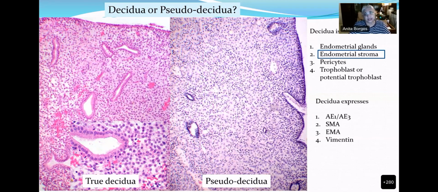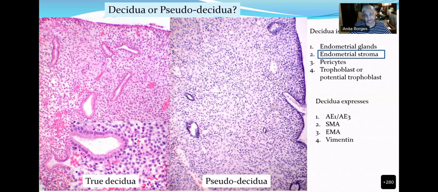Okay, so let's answer this question then. What does decidua express? A1, A3, which is a cytokeratin. Does it express SMA? Does it express EMA? Does it express vimentin? You have to pick one of these things. Priya? SMA. You think it expresses SMA? Okay. Ananya? Vimentin. Okay. Would you like to tell Mansi why it does not express SMA? You were a bit tentative about the vimentin, but you said vimentin and she said SMA. So now explain to her why it is vimentin and not SMA.